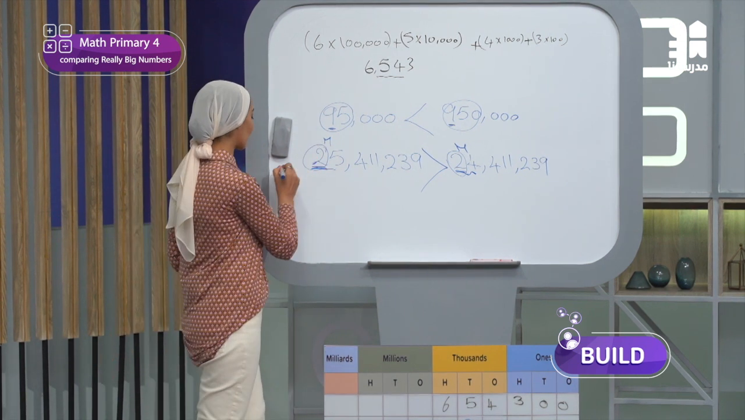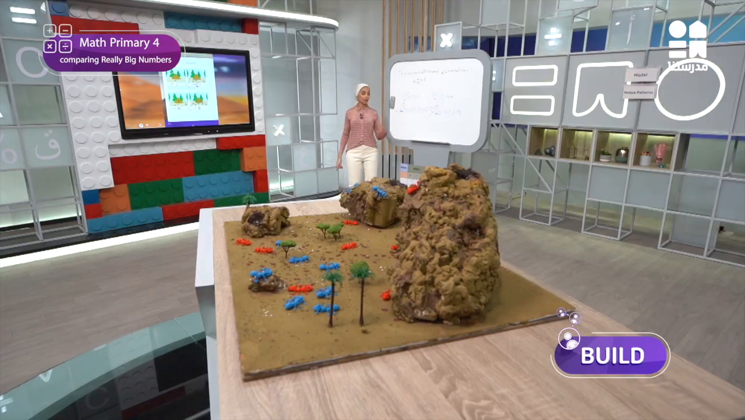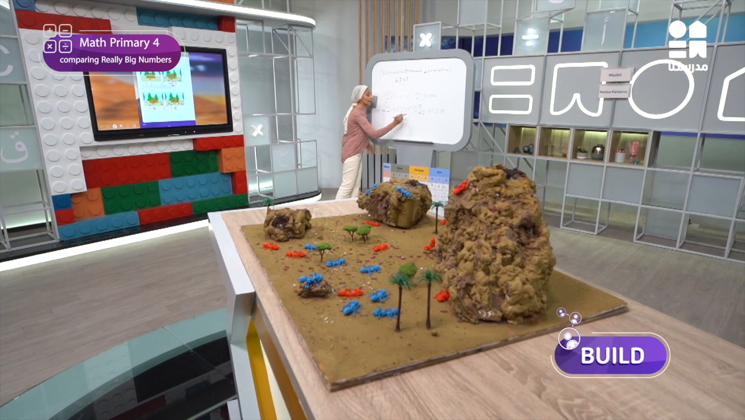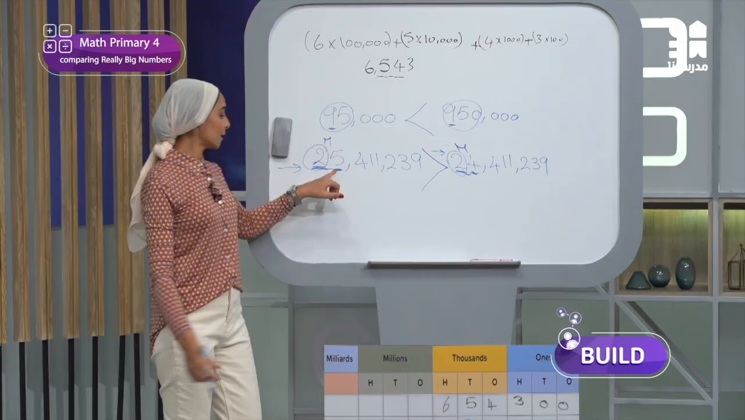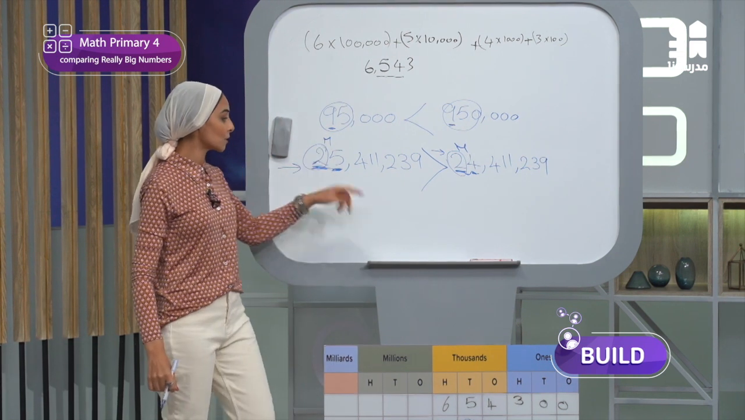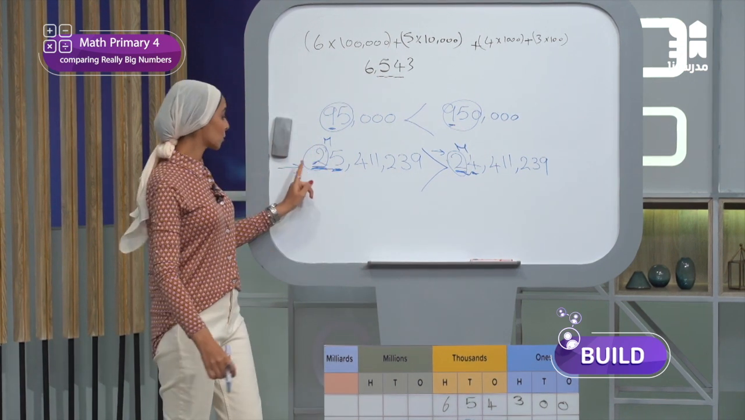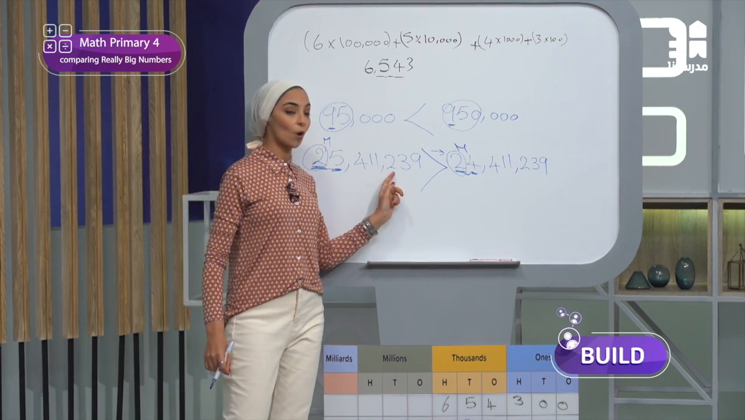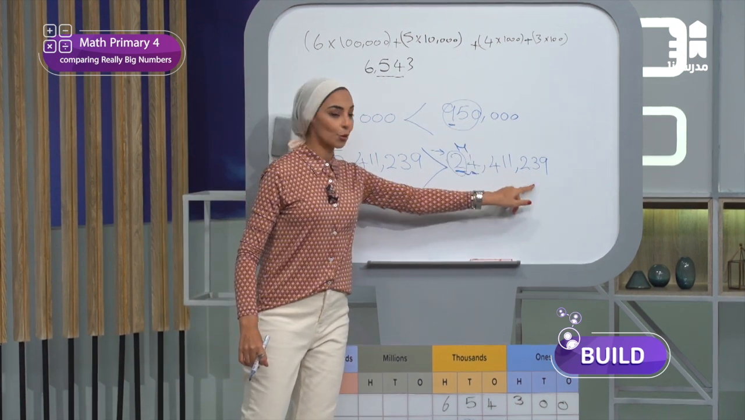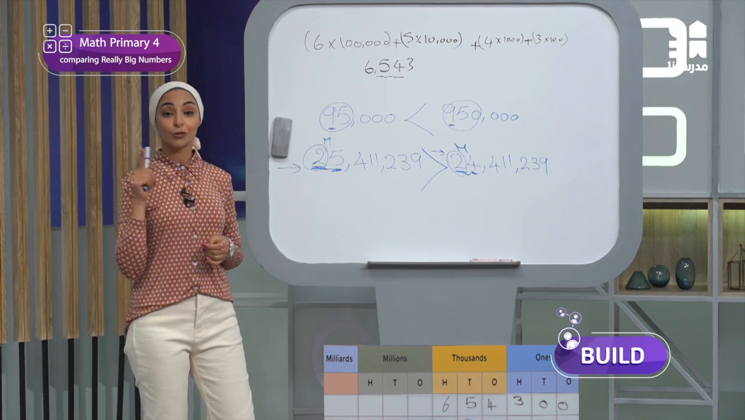What will I do? I will move on. Of course, I will start from the left side. When I compare 2 numbers, I must start from the left side. When I find 2 digits like each other, what will I do? I will move to the next digit. Here I have 5 millions. In the second number I have 4 millions. So which is bigger, 5 millions or 4 millions? Of course, 5 millions is greater than 4 millions. And that's why 25,411,239 is greater than 24,411,239.